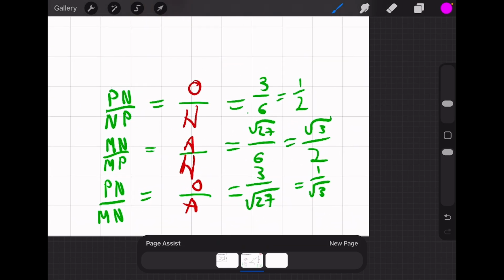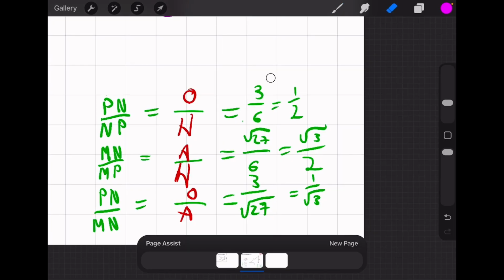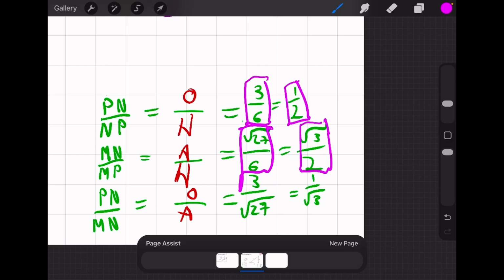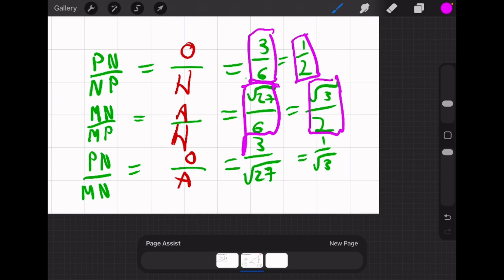For the larger triangle, BN over NP equals opposite over hypotenuse equals 3 over 6 equals 1 over 2. MN over NP equals adjacent over hypotenuse equals square root of 27 over 6 equals the square root of 3 over 2. BN over MN equals opposite over adjacent equals 3 over the square root of 27 equals 1 over the square root of 3.